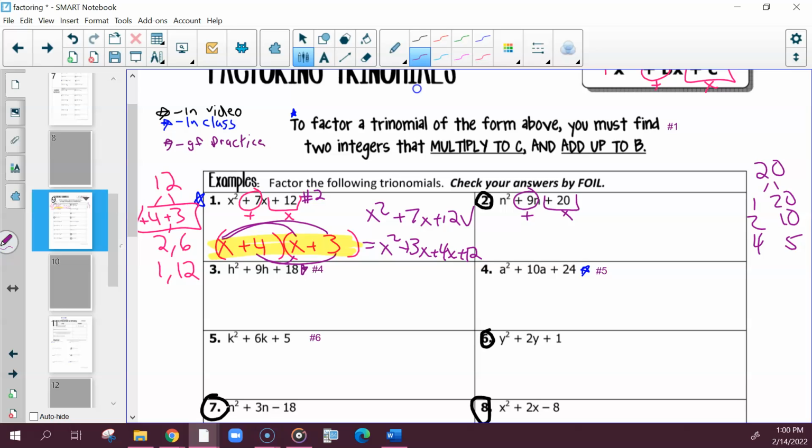If you did have to list them, you can also start eliminating some. So if you know you need to add them together and they need to be 9, well 1 and 20 wouldn't work because no way I'd add them together and I get 9. 2 and 10 is close, but it's not 9. So again, I can eliminate that. But 4 and 5 is spot on. This would need to be a positive and a positive. So my two factors would be x plus 4, x plus 5. It doesn't matter if you put the 4 and the 5 first. That part does not matter.